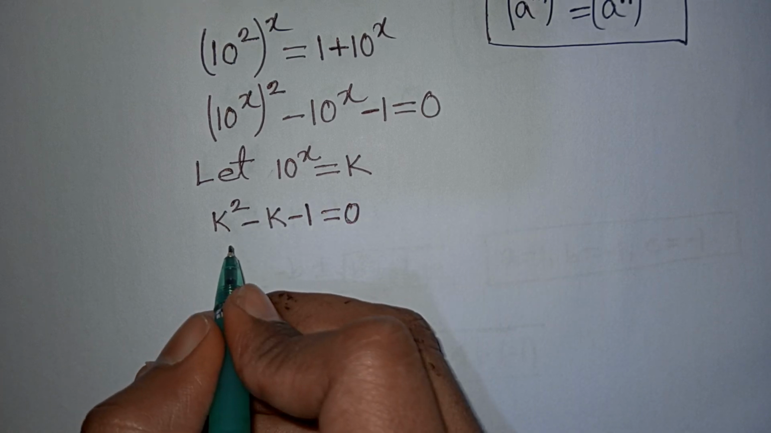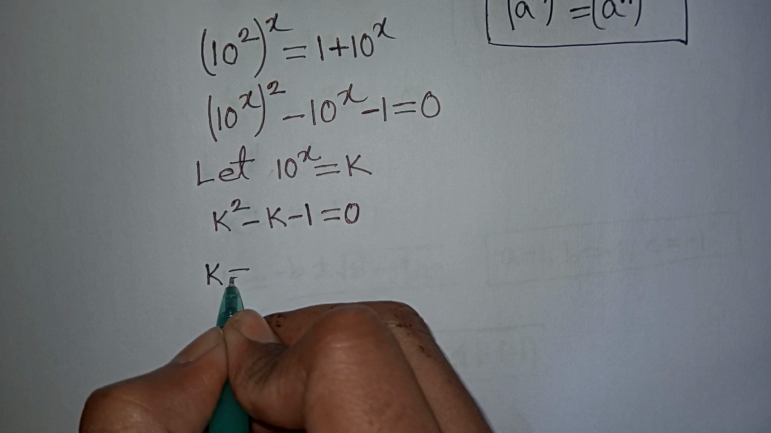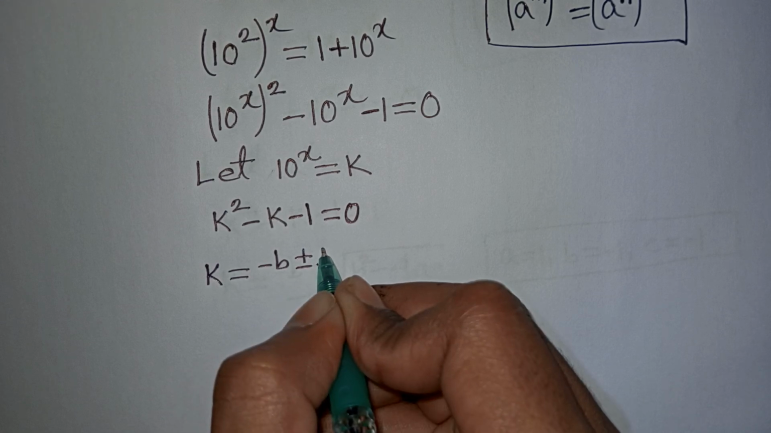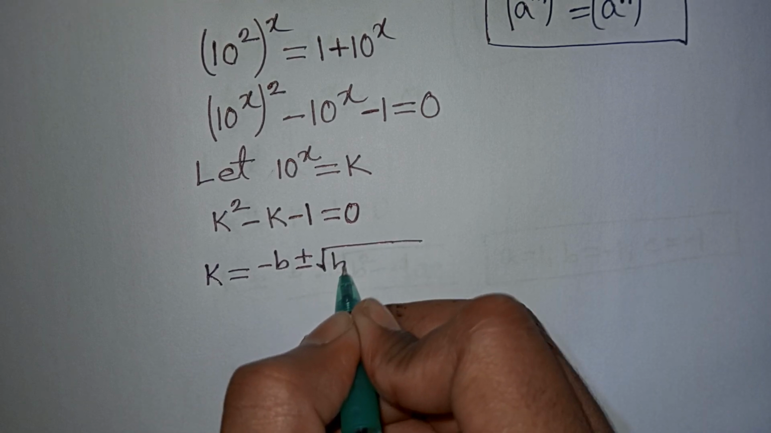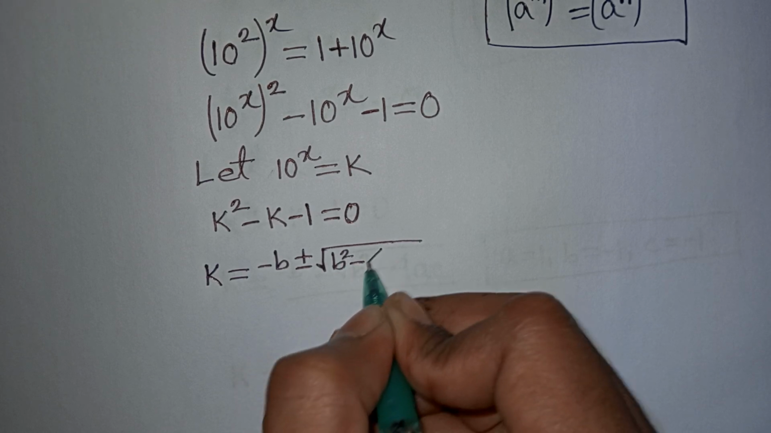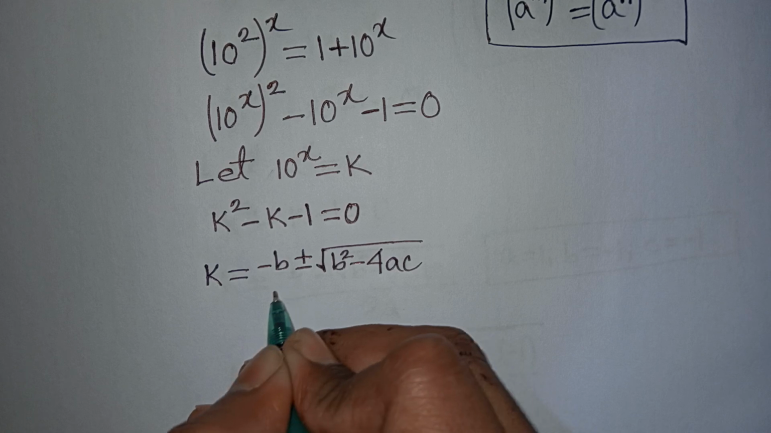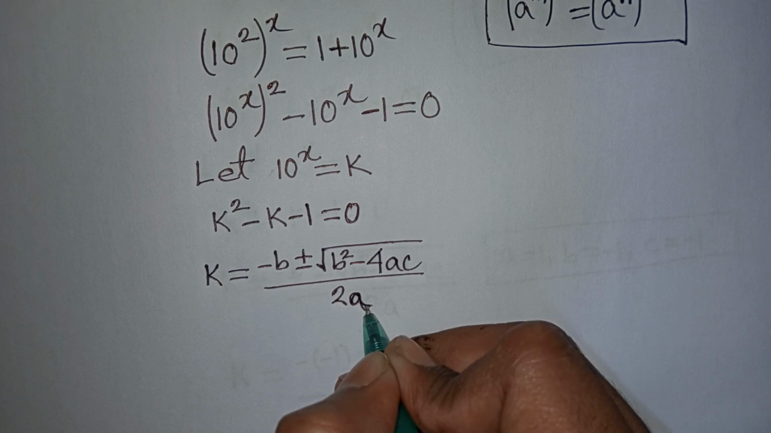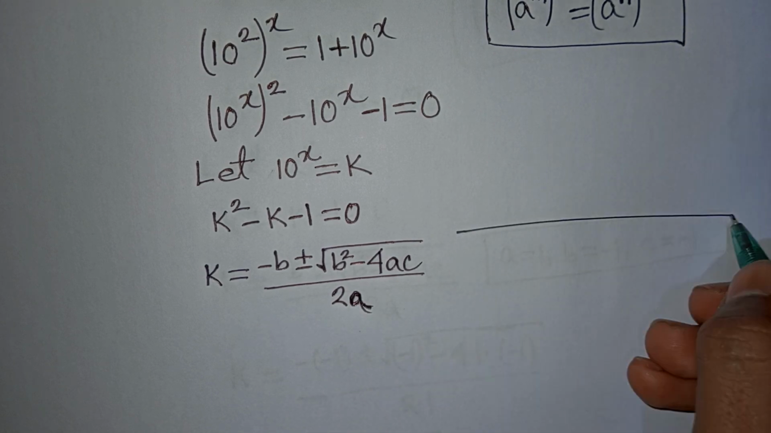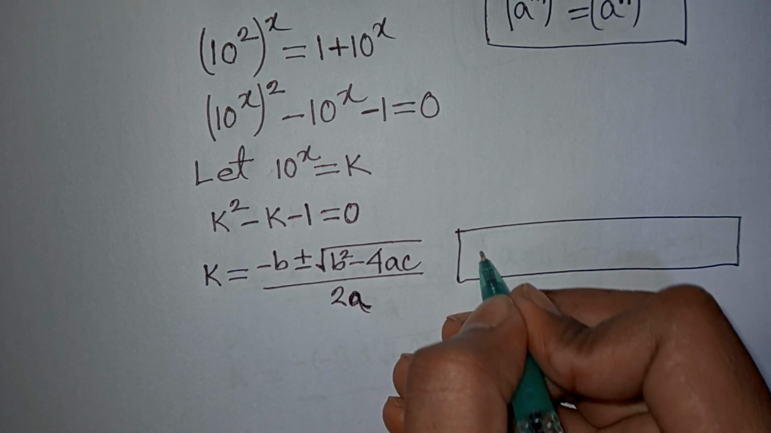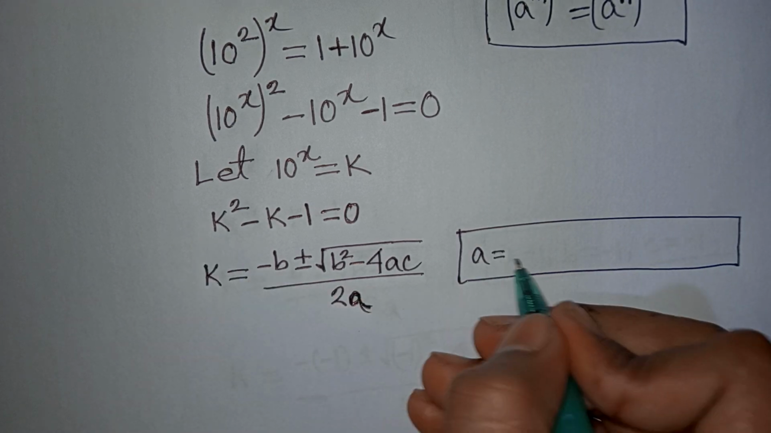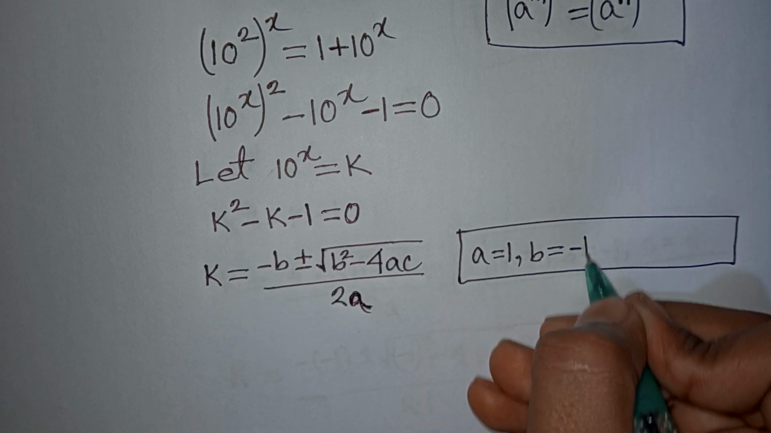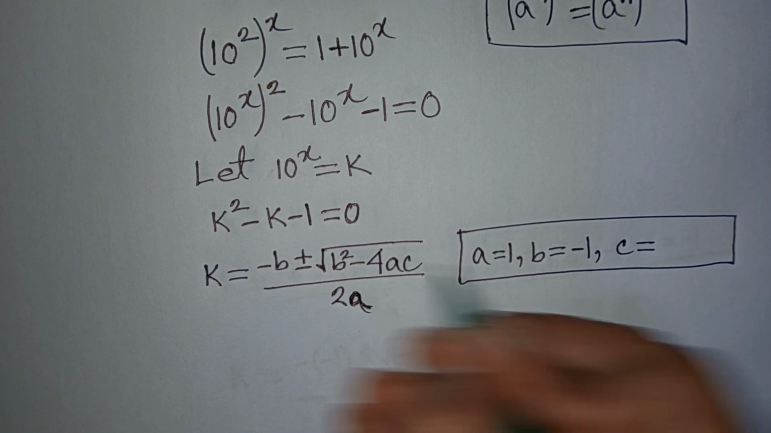Now, here you can apply the quadratic formula. So, you can write here k is equal to minus b plus or minus square root of b^2 minus 4ac, divided by 2a. Here a will be equal to 1, b will be equal to minus 1, then c will be equal to minus 1.